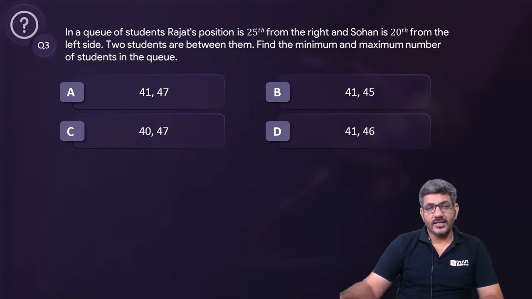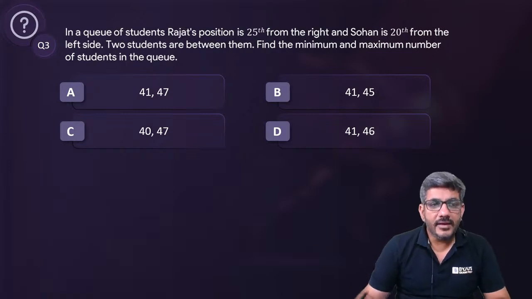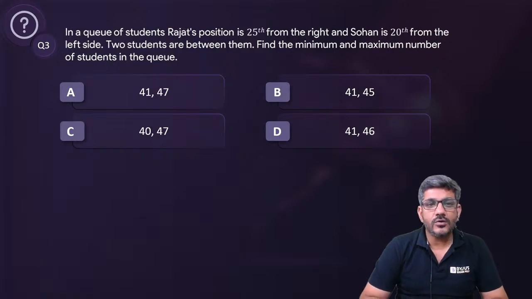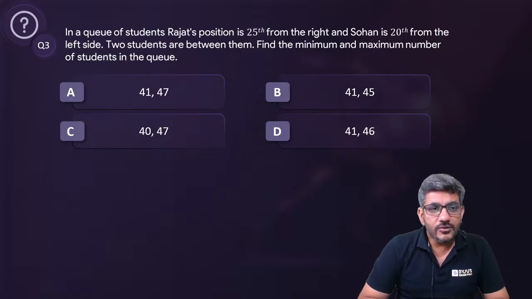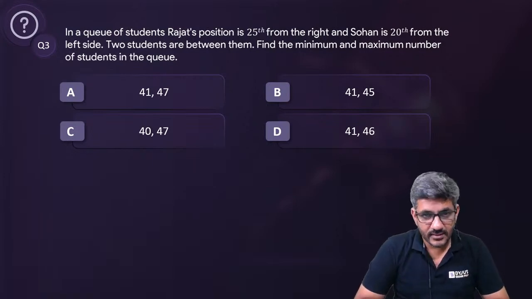Let's start doing it then. Let's see what is the right answer for this question. So what does the question say? In a queue of students, Rajat's position is 25th from the right and Sohan is 20th from the left. Two students are between them. Find the minimum and maximum number of students in the queue.